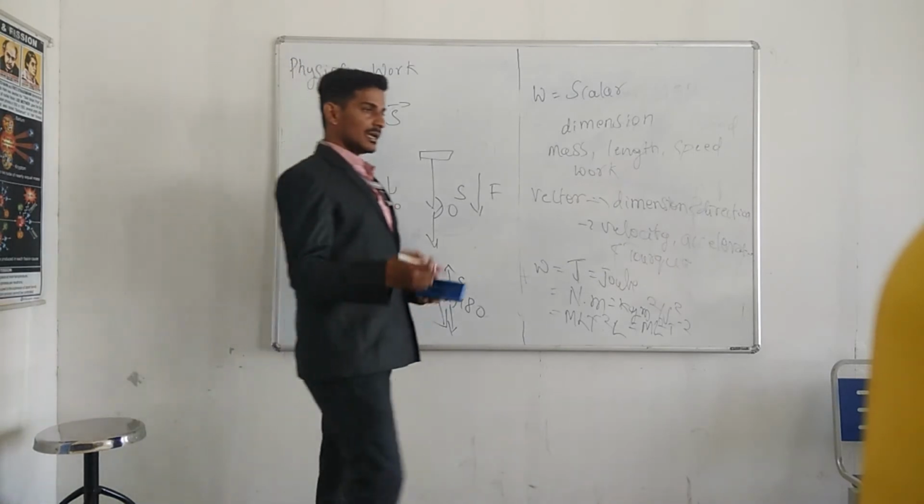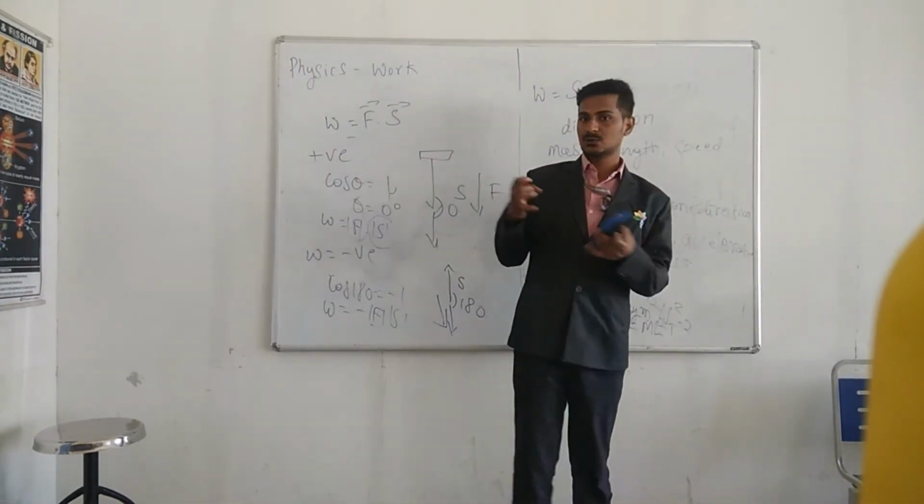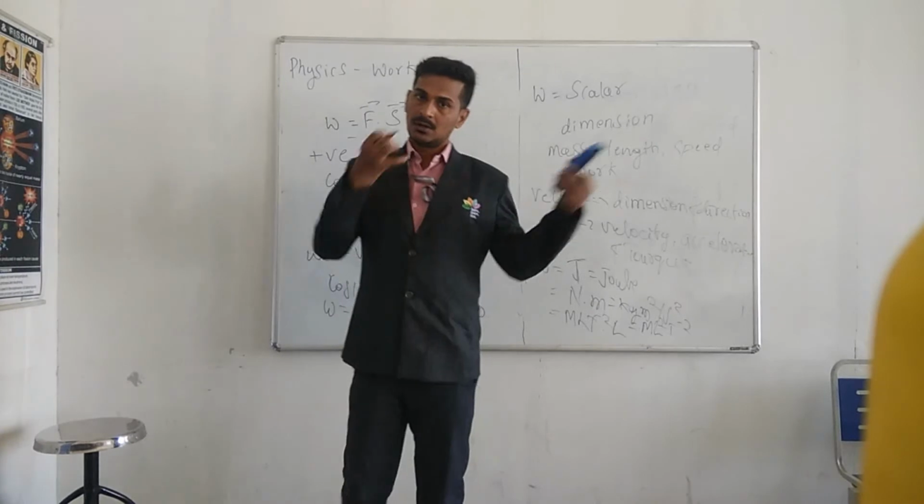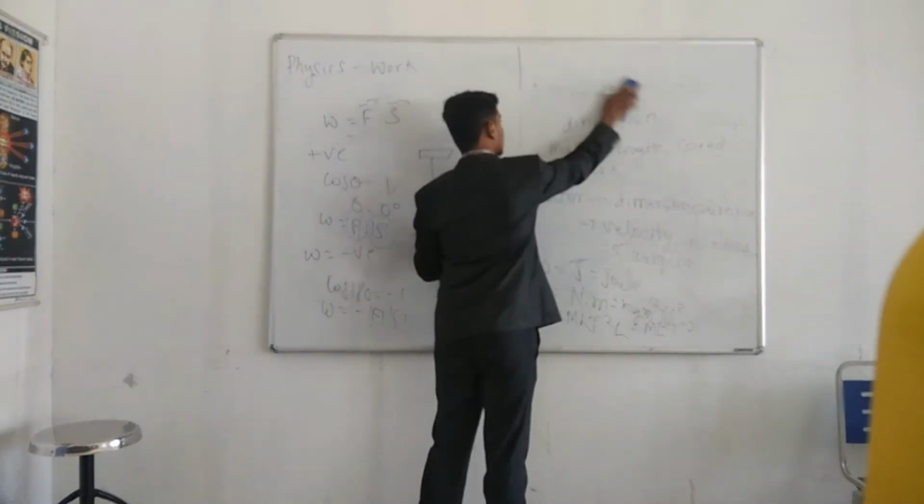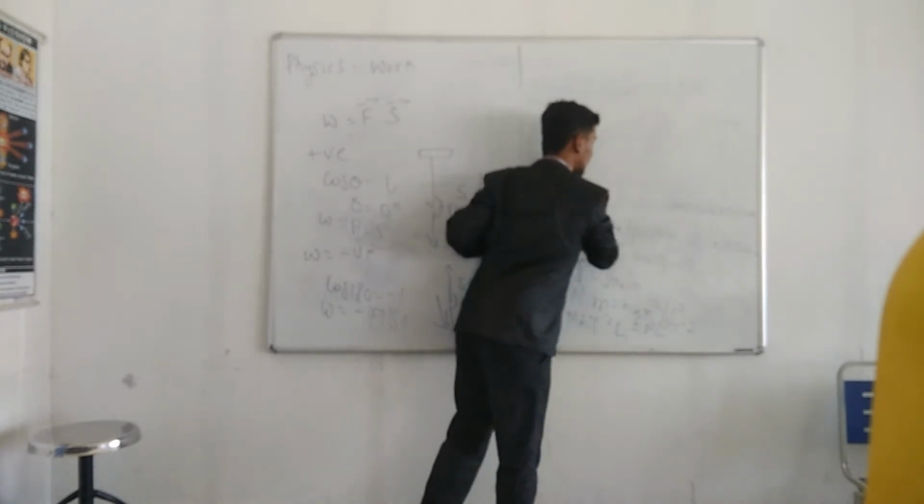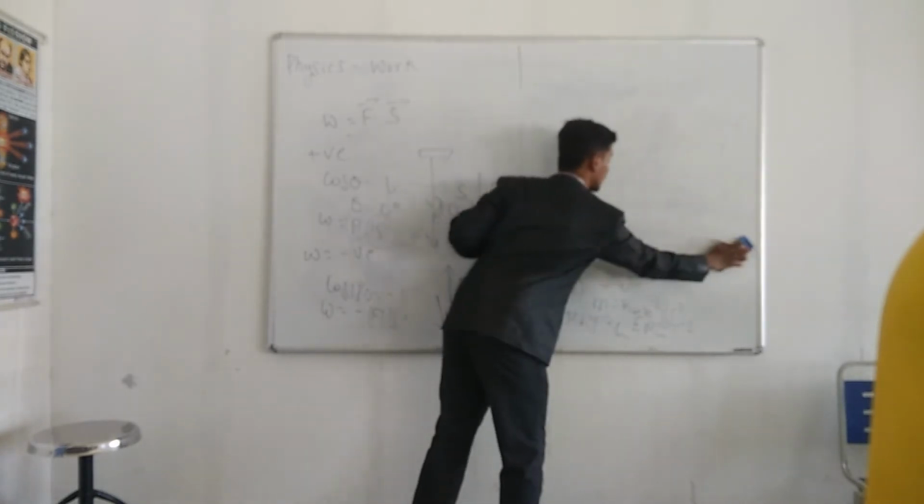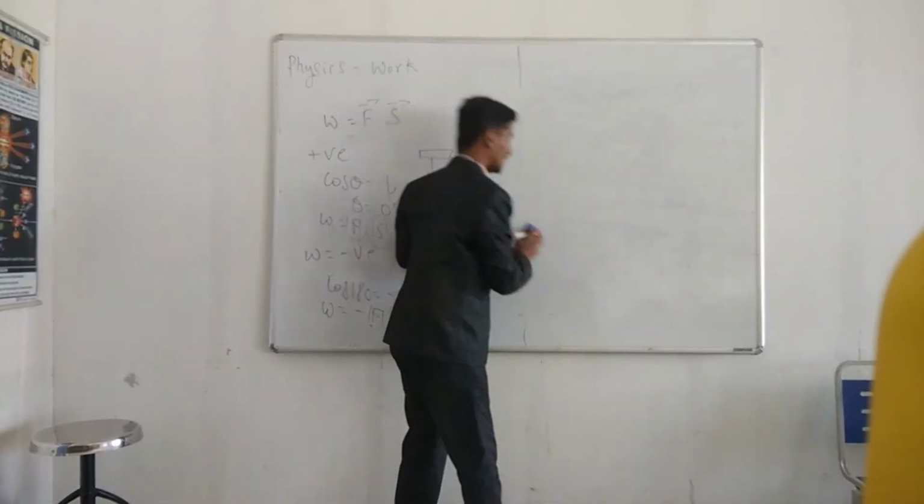In the same way, work can be 0. When will work be 0? If there is no displacement, or if there is no force, and at the same time when theta is 0. This is a very special case to understand. See, when theta becomes 90, the work will be 0.